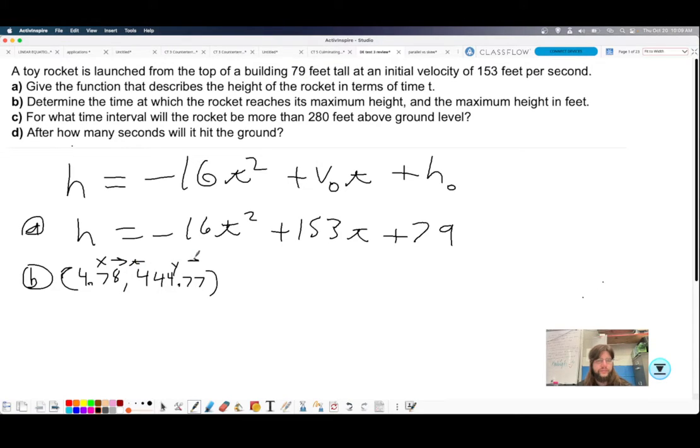It says determine the time it reaches the maximum height and the maximum height. So this is the time, 4.78 seconds, and then 444.77 feet. Yes.